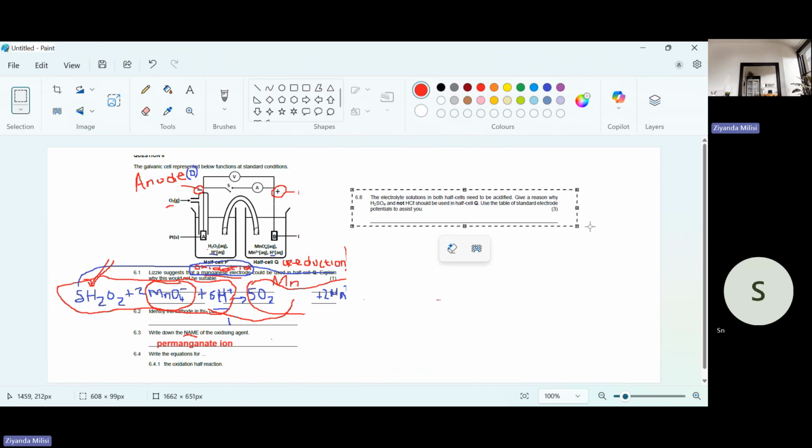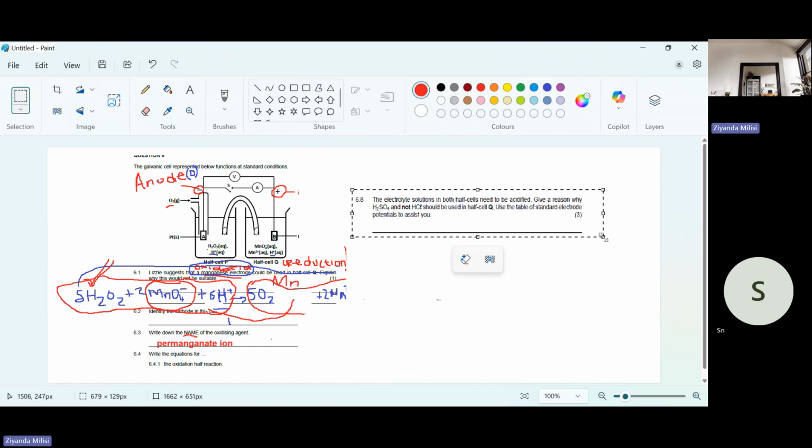Okay. The question says the electrolyte solutions in both half cells need to be acidified. Give a reason why H2SO4 and not HCl should be used in half cell Q. We look at half cell Q. Use the table of standard electrode potentials to assist you.